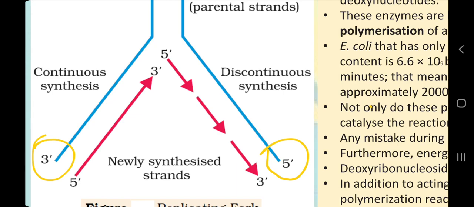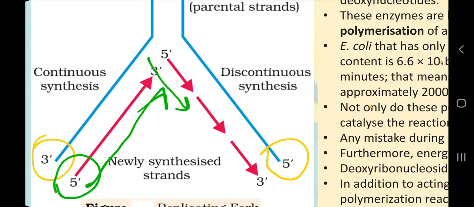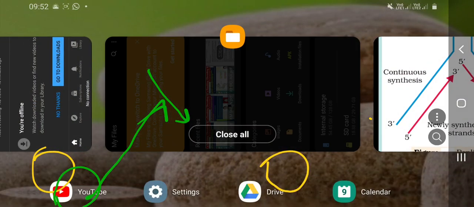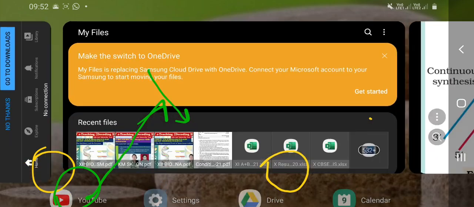Now as we know from the structure of DNA, the two strands are anti-parallel. It means when new DNA synthesis happens, in front of 3 prime the new strand will form 5 prime, and we know that DNA synthesis always happens from 5 prime to 3 prime. So in this strand it will go like this, and in the next strand it will go like this, from 5 prime to 3 prime. Let me explain this structure by giving you a rough idea how it happens.